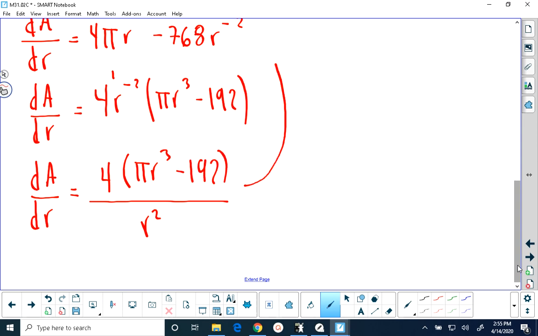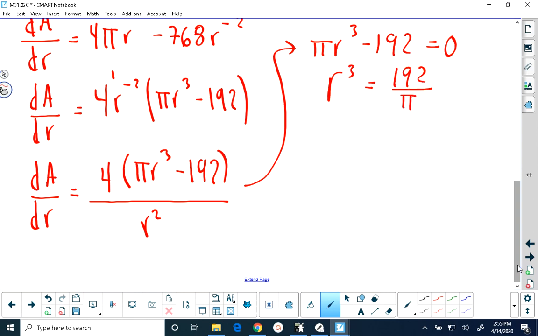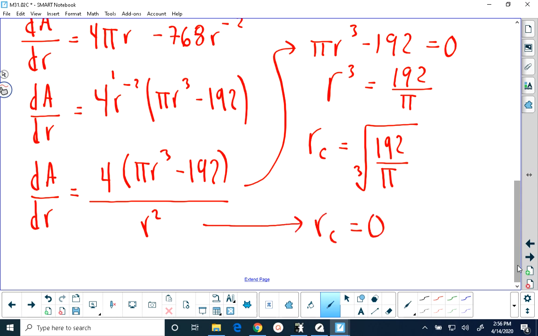So what are our critical values of r? Well, we have to take the numerator and ask ourselves what values of r make it equal to 0. If I start to rearrange this, I get r cubed equals 192 over pi, which means we have a critical value of r of the cube root of 192 over pi. And then for the bottom, the critical number is r equals 0.